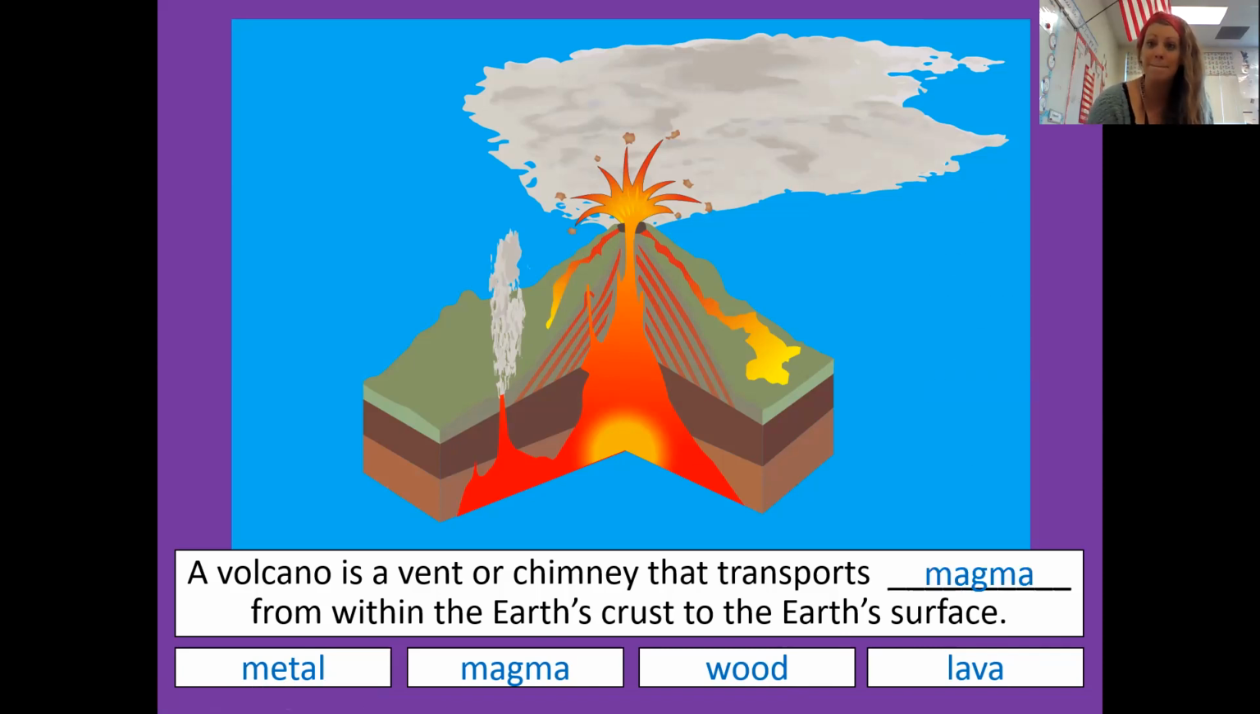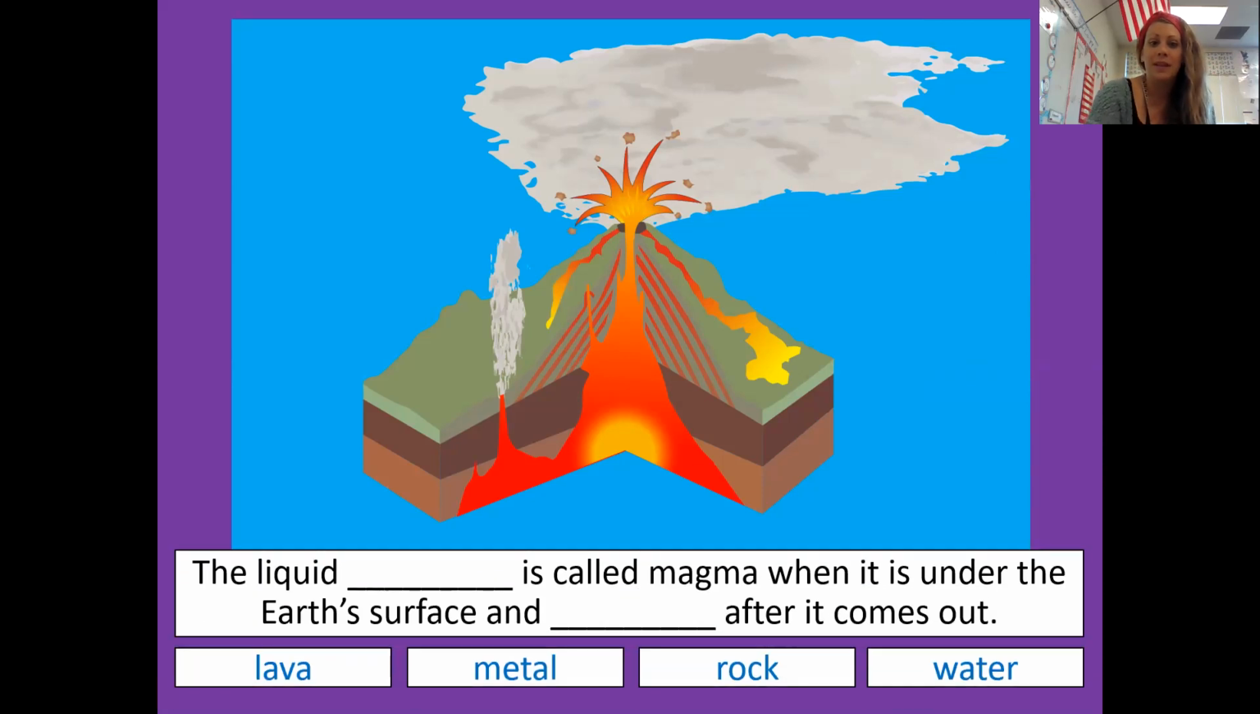Magma. It transports that magma, right? The liquid blank is called magma when it is under the Earth's surface and blank after it comes out. All right, you might not know this first one. We have lava, metal, rock, and water. But after that magma comes out of the surface, we call it what? Lava, right?